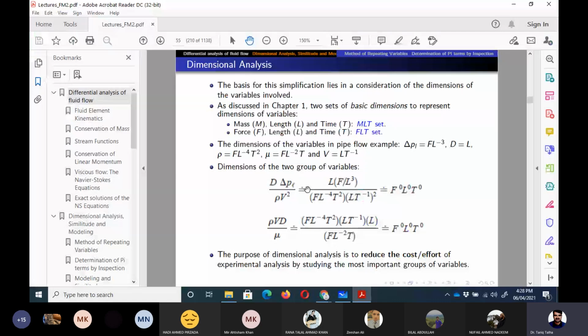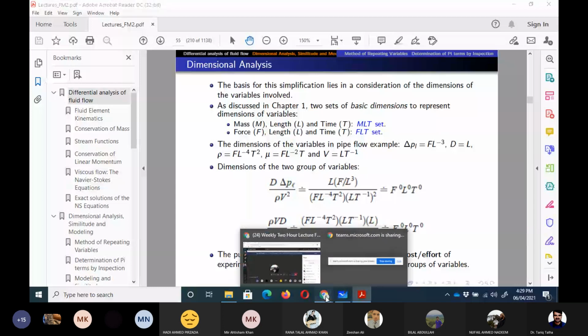So I just told you about the importance of dimensional analysis and modeling, and their importance for the conduct of experiments. So if there is any query, you can ask me now.